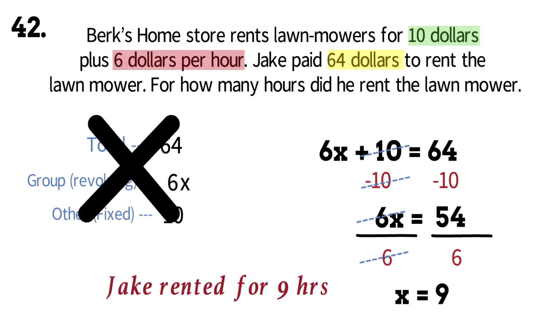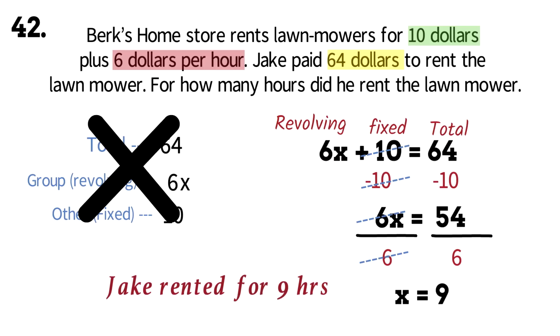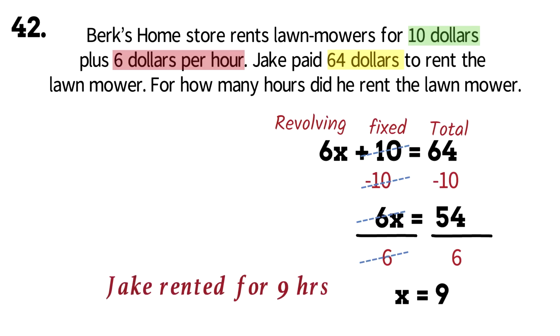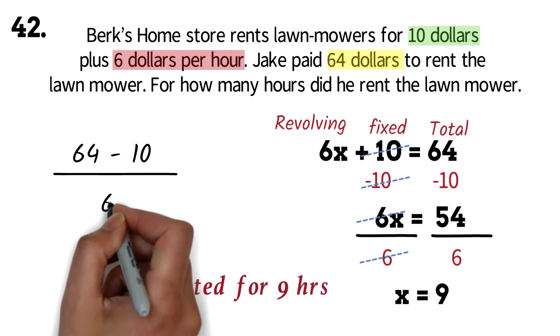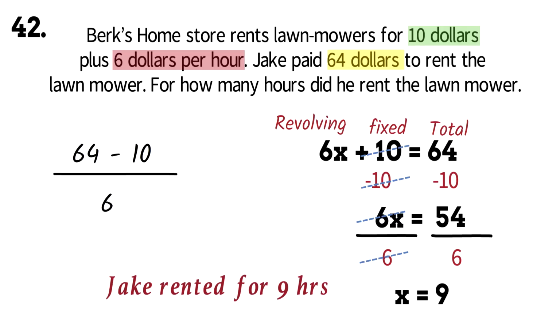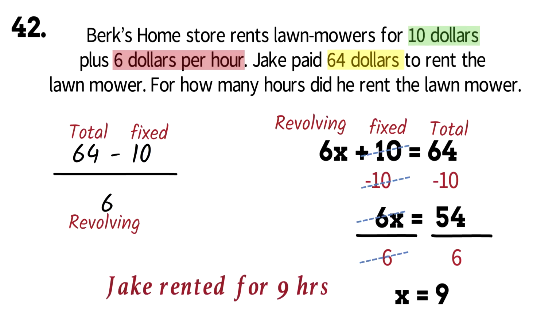Please, you don't have to write all these on the GED test. We are using it for teaching purposes. You can just identify your total, fixed, and revolving values and solve the resulting two-step equation. Also, if you know what you're doing, you could have solved this in less than 10 seconds. Input 64 minus 10 divided by 6 on your calculator to get 9 as the answer. What we did was the total minus the fixed divided by the revolving.